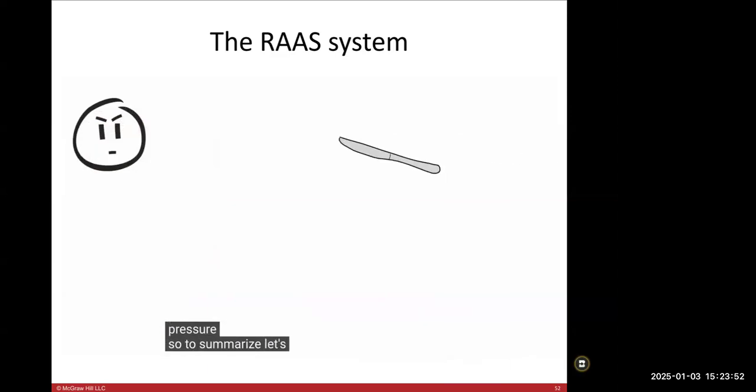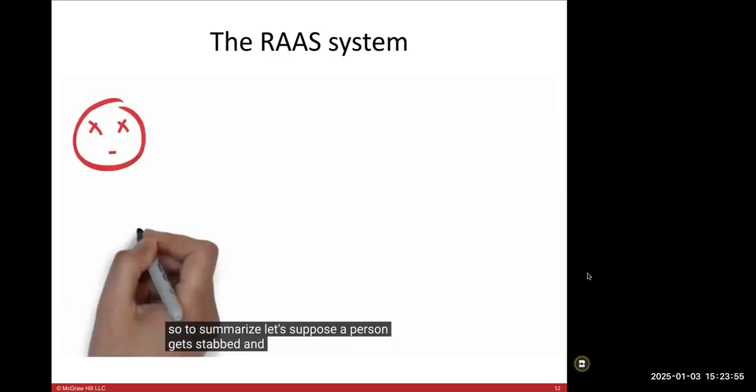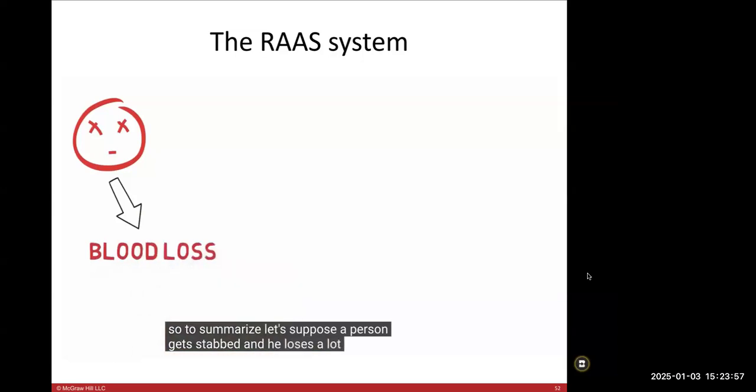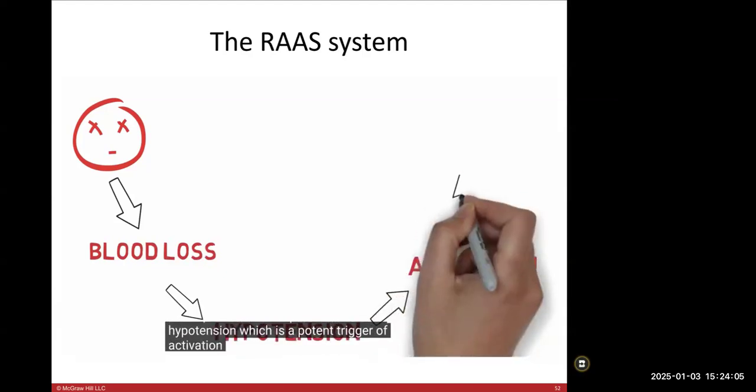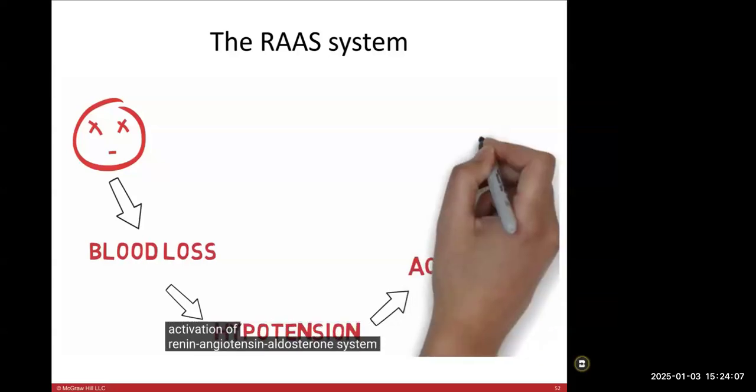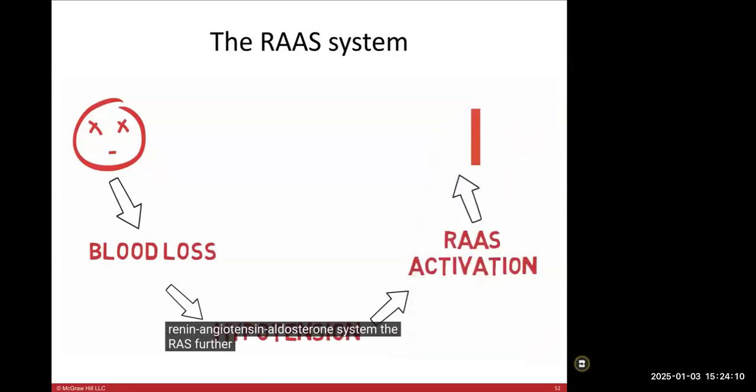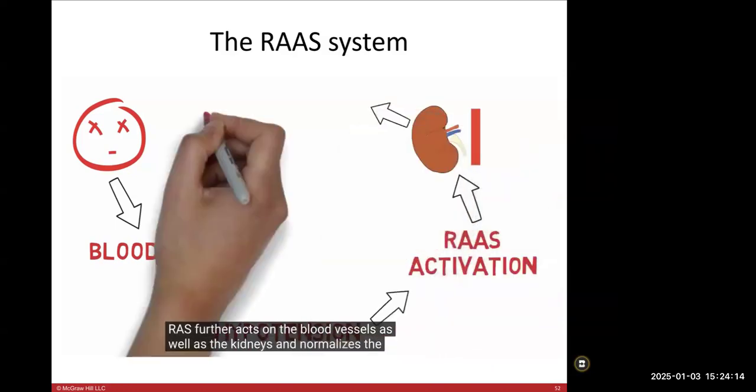So to summarize, let's suppose a person gets stabbed and he loses a lot of blood. This will lead to a decrease in the blood pressure of the person known as hypotension, which is a potent trigger of activation of the renin-angiotensin-aldosterone system. The RAAS further acts on the blood vessels as well as the kidneys and normalizes the blood pressure.